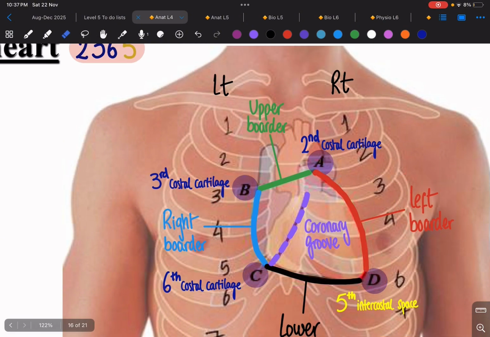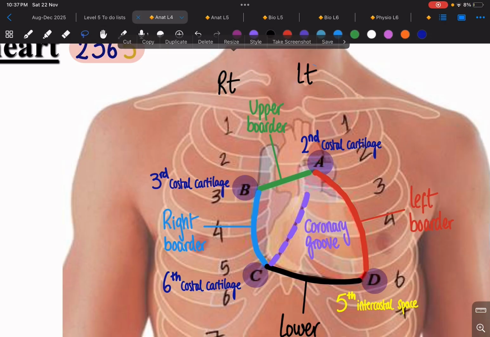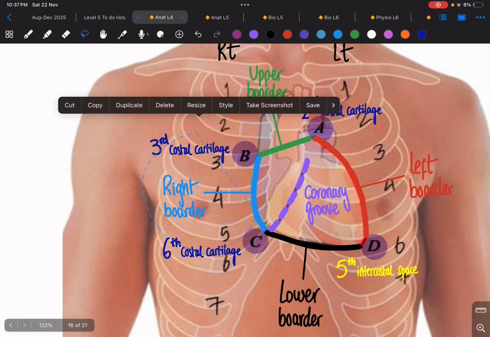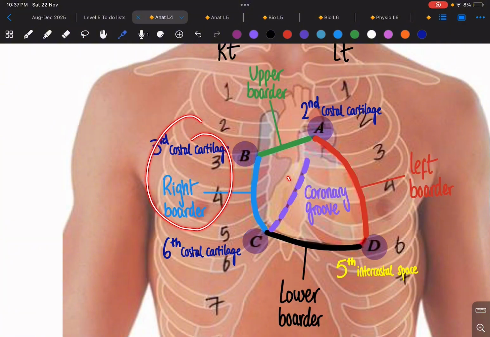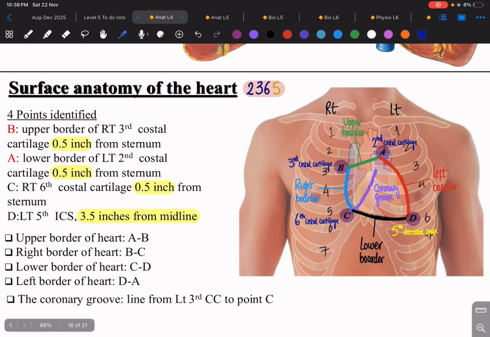This is supposed to be the right side and this is supposed to be the left side. Okay, so this is the right side. I just paid attention to this, so we switched them. Okay, this is the right border and this is the left border. This is basically everything that's written here.